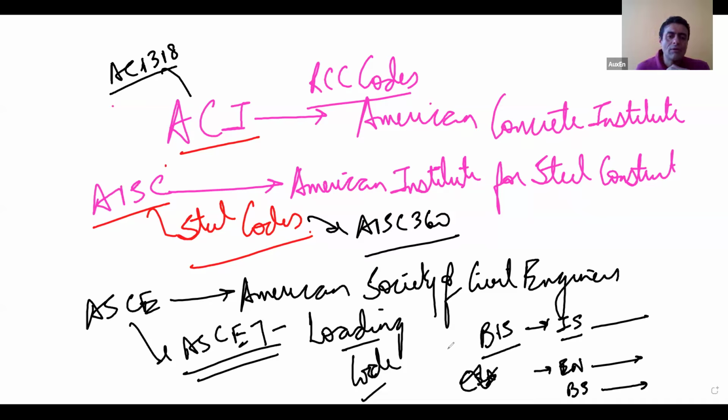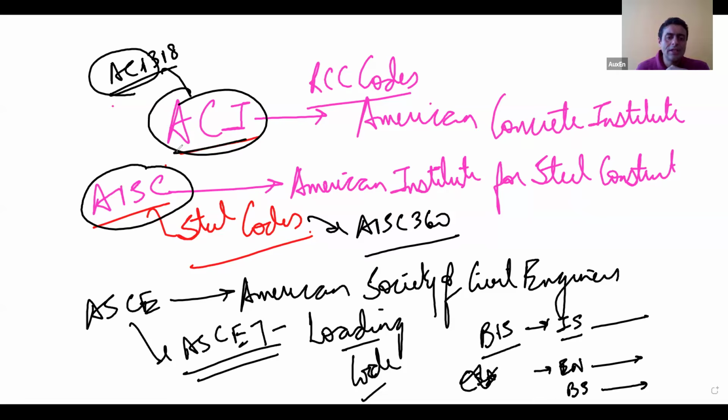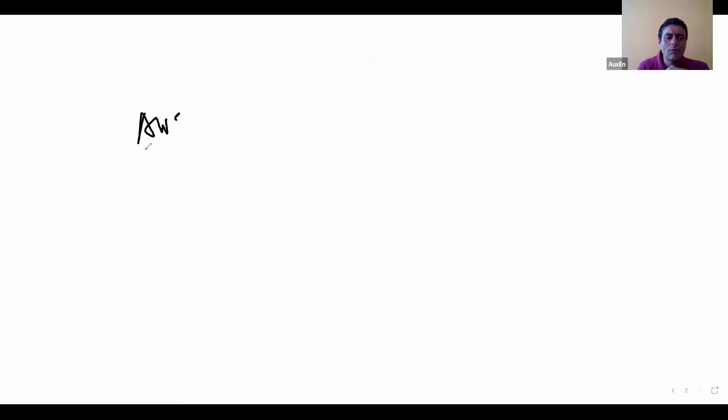So what I want to tell you is that these different bodies are there in the US. One is this ACI, which will bring the RCC codes. Then there will be AISC, which brings up the steel codes. And then there is this ASCE, which brings up the loading codes. Similarly, there are more bodies. There is this AWS, American Welding Society. So this brings out the codes based on welding and structural connections.